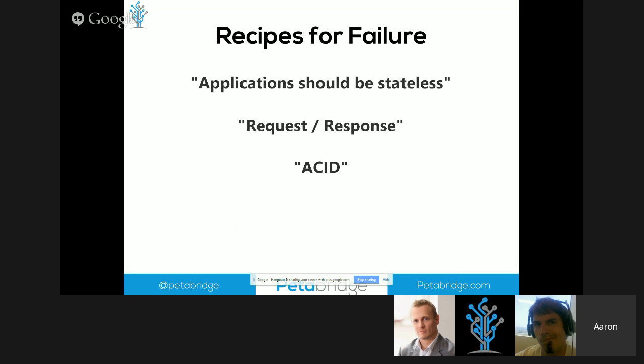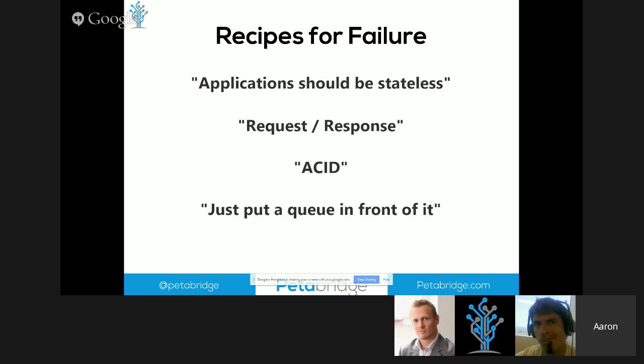ACID. ACID is something that makes us feel warm and fuzzy about SQL Server and a number of other database technologies out there. But the truth is that can't be the only way we think about consistency and durability anymore. The reason why NoSQL has been so popular is that this constraint of how we think about how we store our data limits us to a certain set of trade-offs that we don't even know that we're making. So ACID can't be the only way of doing it.